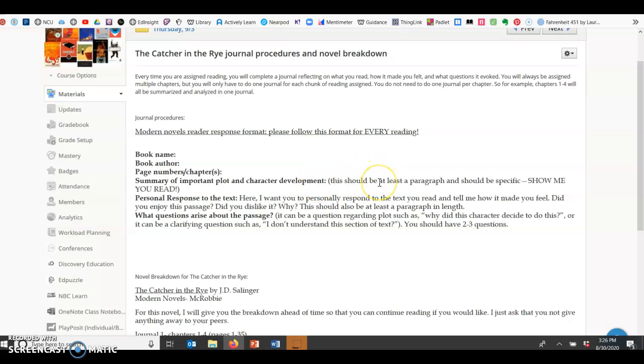And then here is where you're going to go into the summary of the plot and the character development. What happened in this section? What were the main events? How did the characters change? How did the characters stay the same? What are you seeing? What happened?